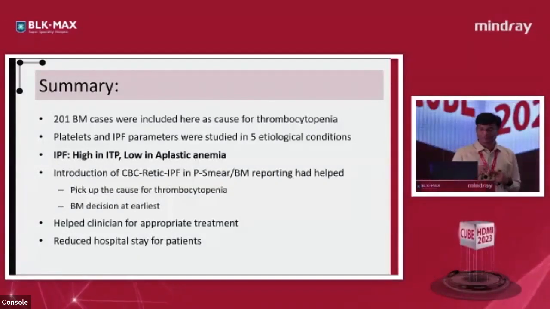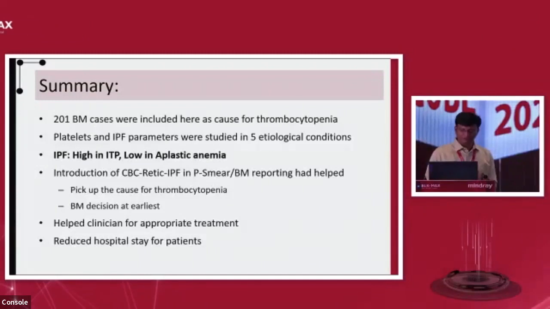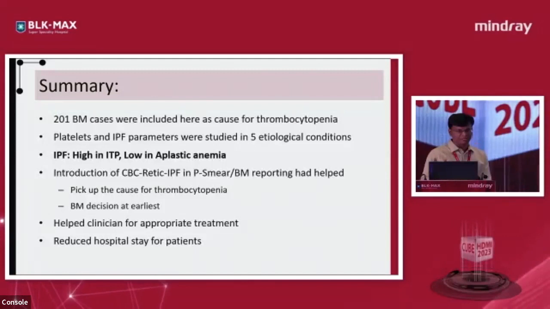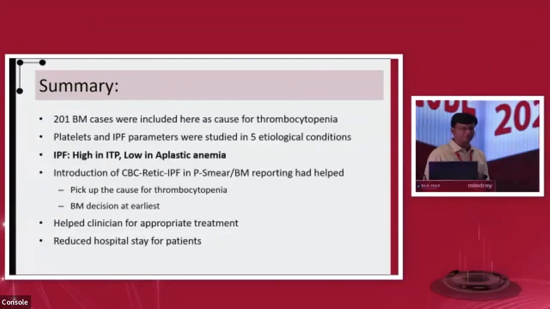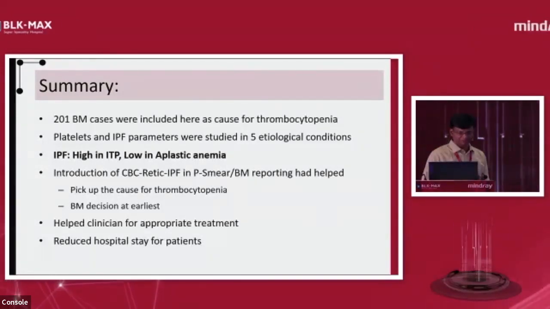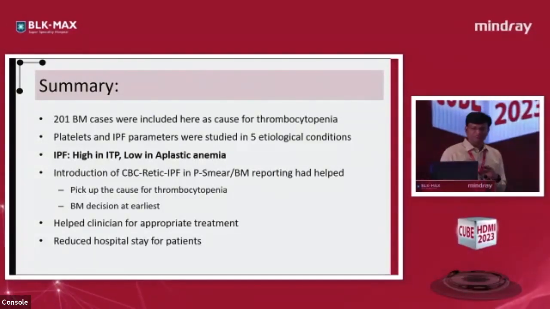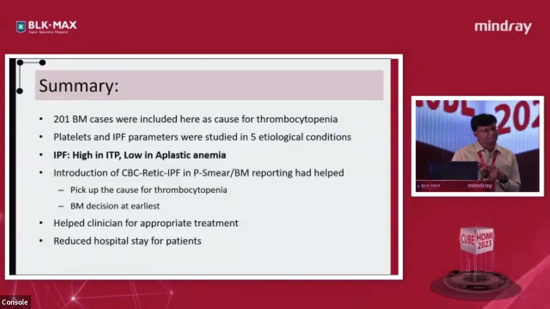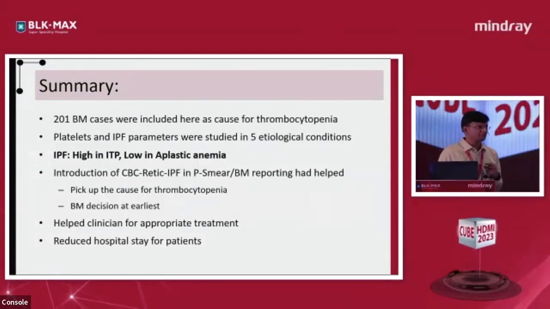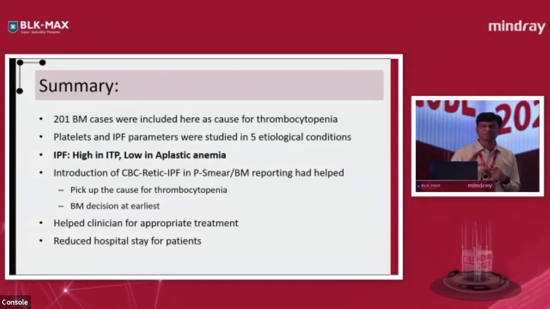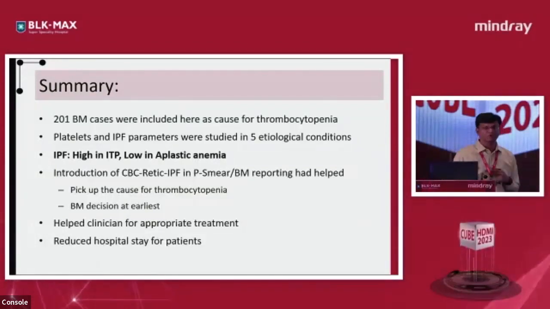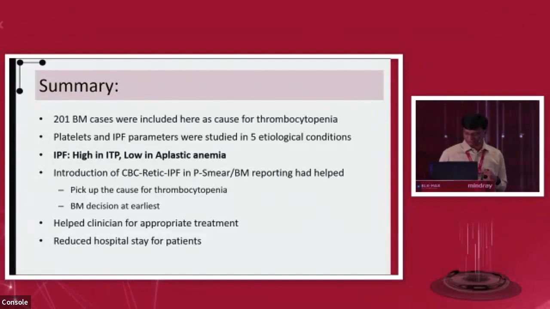And in summary, we studied around 201 bone marrow cases as a cause of thrombocytopenia, and we divided them into 5 etiological conditions. And we found that IPF is really high in ITP and low in aplastic anemia. With the introduction of CBC, retic, IPF, peripheral smear and bone marrow, it has helped me pick up a certain cause for the thrombocytopenia, and we could advise bone marrow biopsy or aspiration at the earliest. This has helped the clinician with appropriate treatment and reduced the hospital stay for the patients.